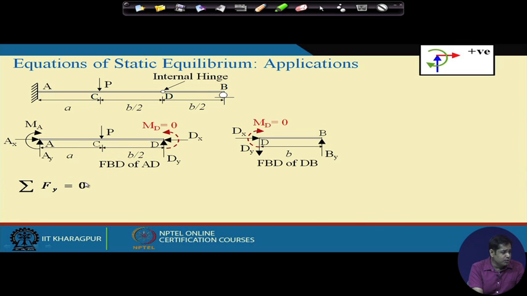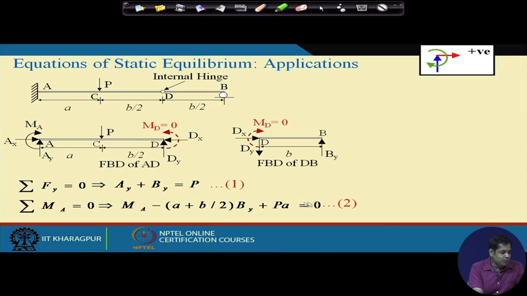Summation of Fy is equal to 0 means Ay plus By should be equal to the applied load P. It is the same equation as in the previous example. And you take summation of MA is equal to 0, and this equation is again similar. If you take moment about A, the forces which contribute to the moment are the force P, which is P into a, in the clockwise direction, and the moment due to B, which is in the anticlockwise direction.